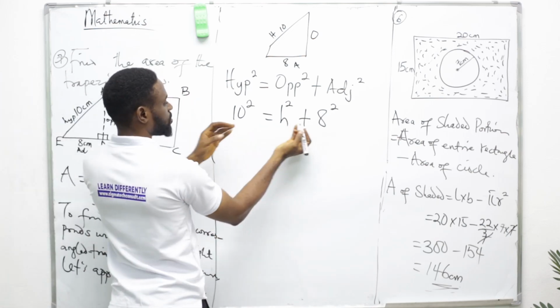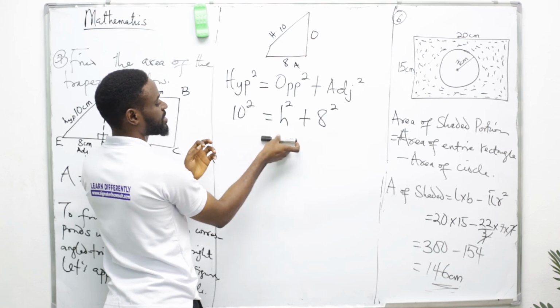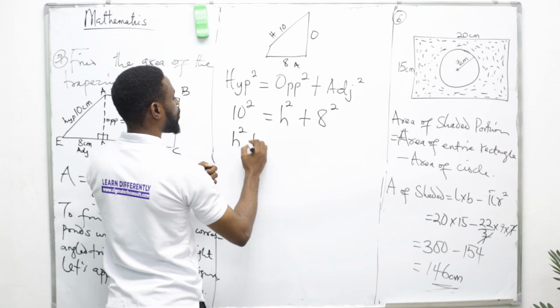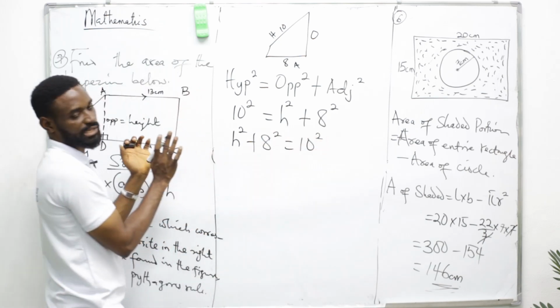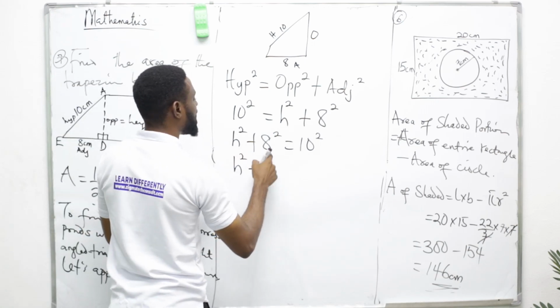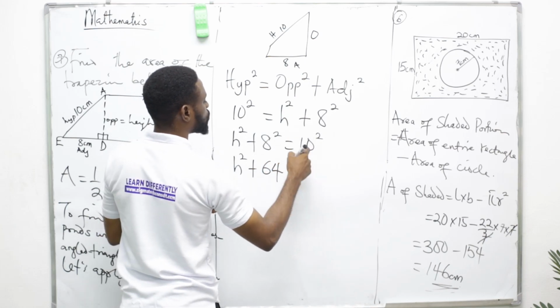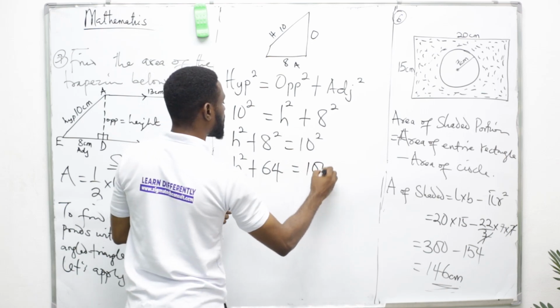If we turn this like this, it's still the same thing. Just like if my marker is like this and I turn it like this, it means the same thing. Don't misunderstand it. So this is h squared plus 8 squared is equal to 10 squared. 8 squared is 8 times 8, that is 64, is equal to, 10 times 10 is 100.